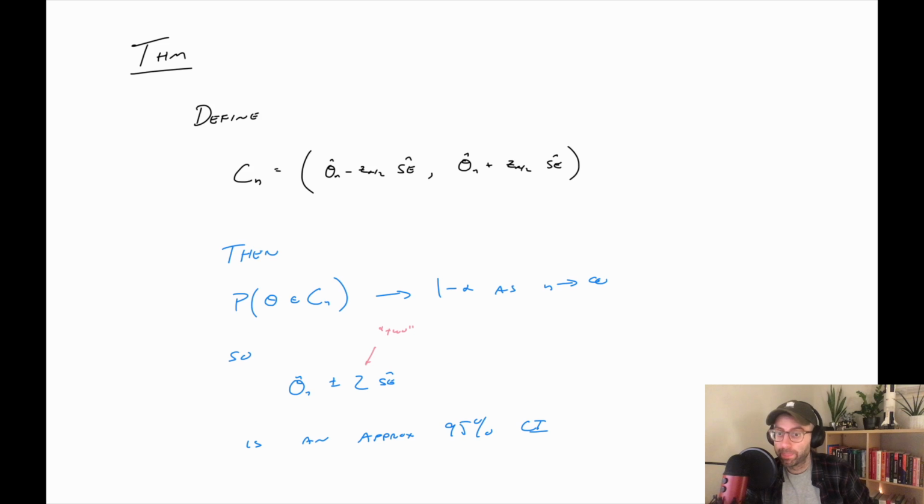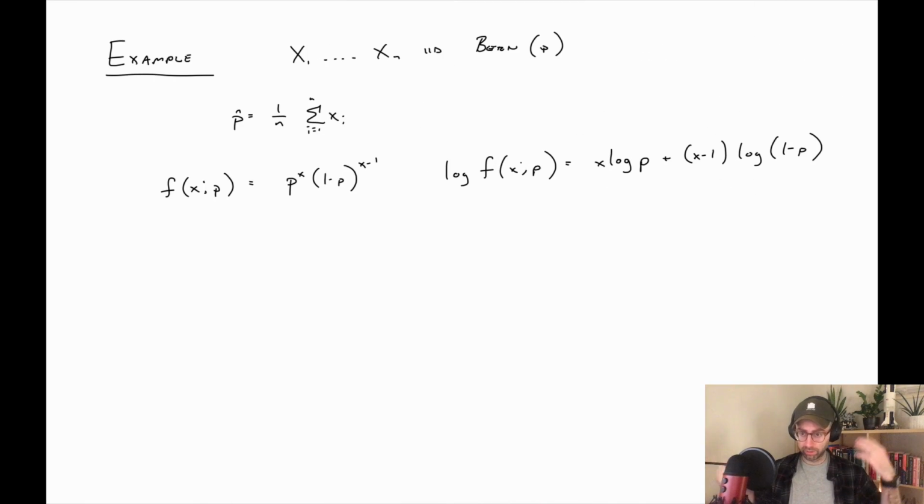Okay, cool. So in other words, an MLE is a really general tool for estimating parameters, and with those estimates, we can very easily, if we have a large sample, create an approximate 95% or really any percentage confidence interval that we want. That's pretty nice. Okay, so let's try to do an example.